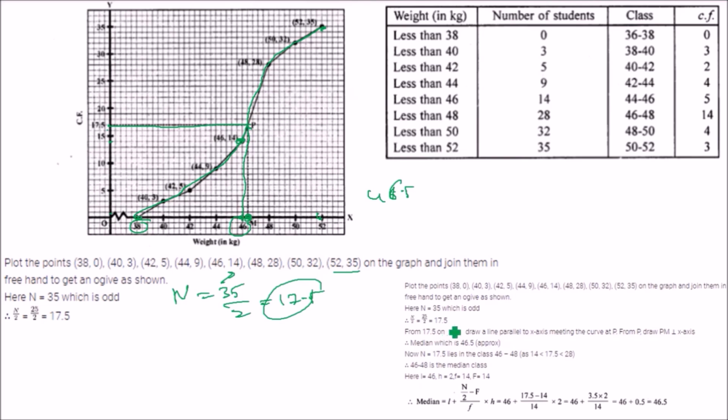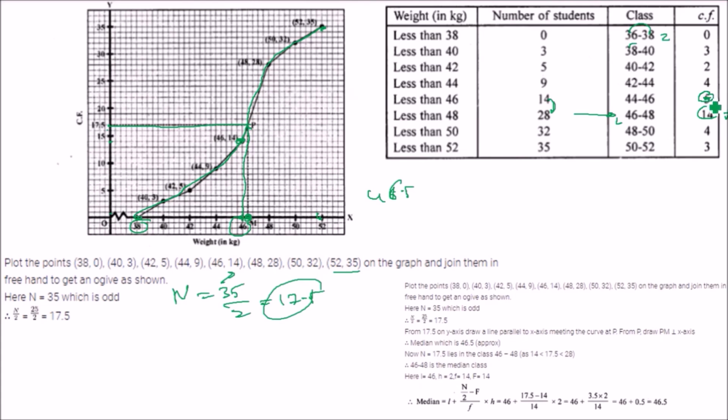Now let us take the formula. See here, 17.5 lies between these two, so this will be our class. So L will be 46, f will be the frequency, that is 14. H is of course 38 minus 36, that is 2. So capital F is the cumulative frequency of the previous class, so it will be 5.